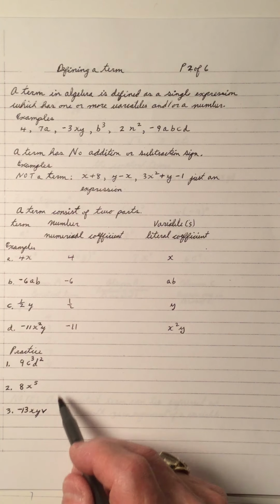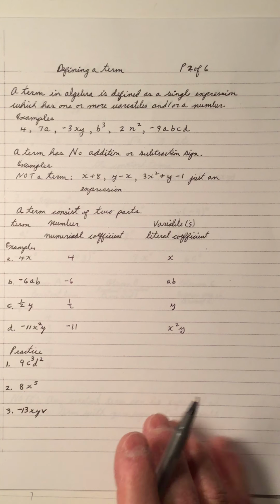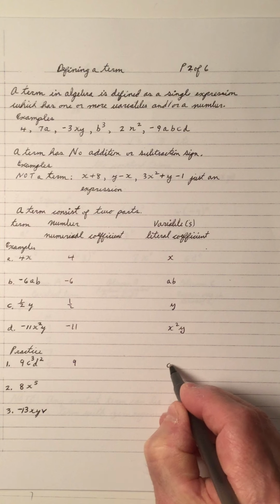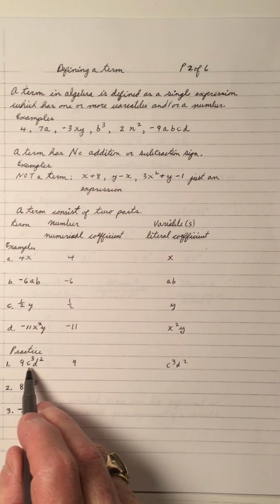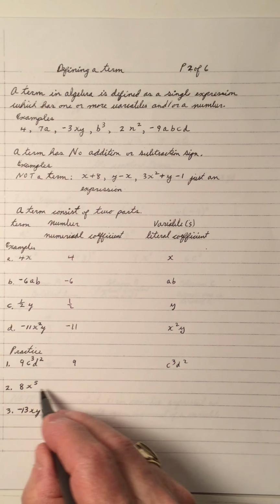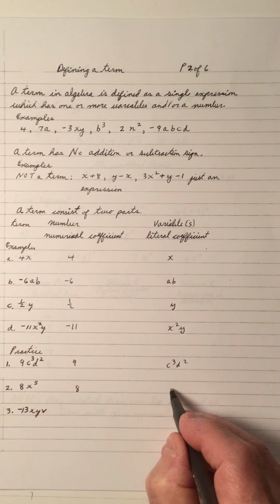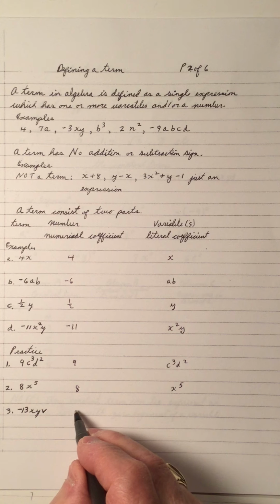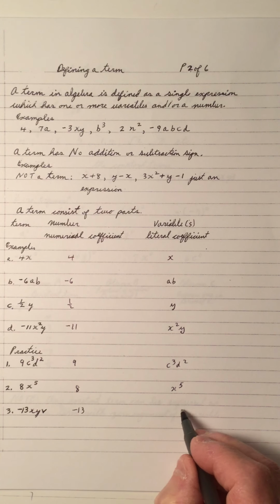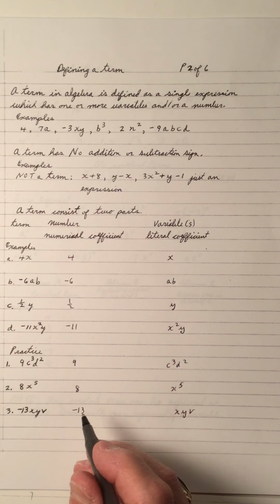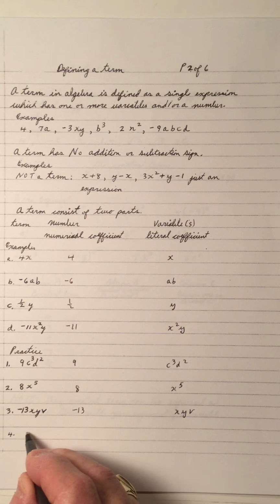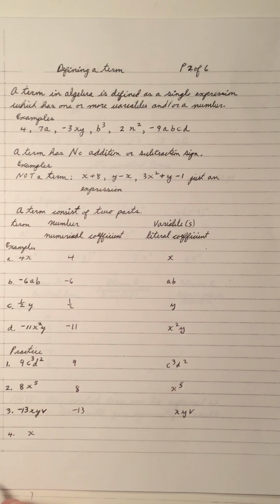Practice. Pause the video and work out the answers to these and play it back. 9 is the numerical. c cubed d squared is the literal. 8 is the numerical. x to the 5th is the literal. Negative 13xyv, negative 13 is my number, and xyv is the literal. And we just want to put another one in there. Just add number 4 and go x.